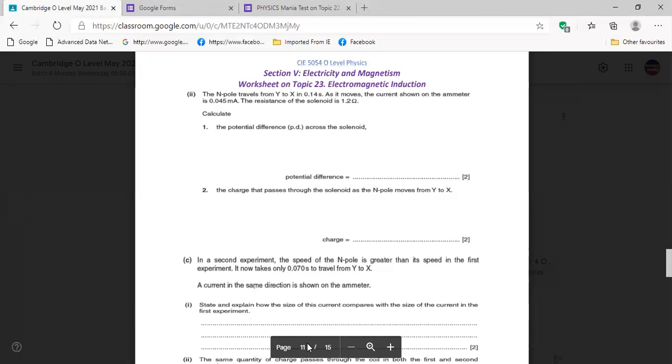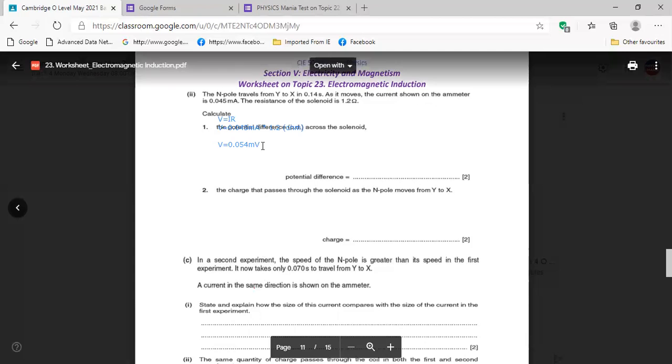So your potential difference is how much? Karim, what is the value of potential difference? Sir, this much. 0.054, okay, 0.054 millivolt. Yes, sir.